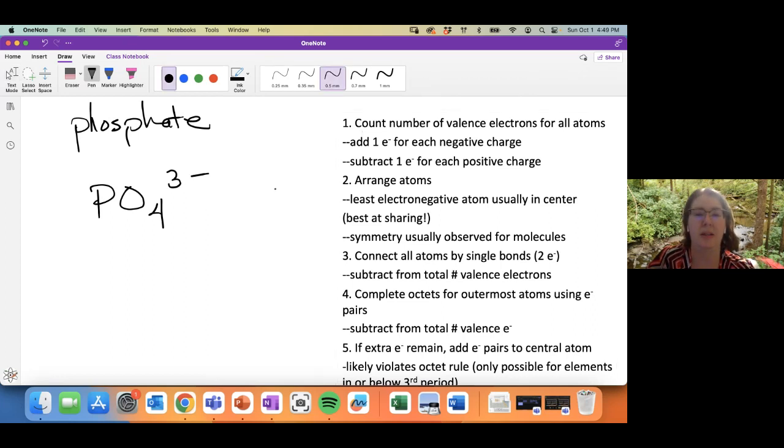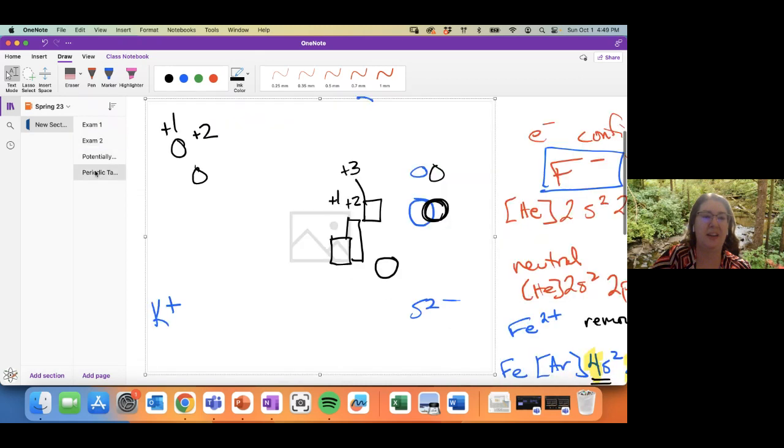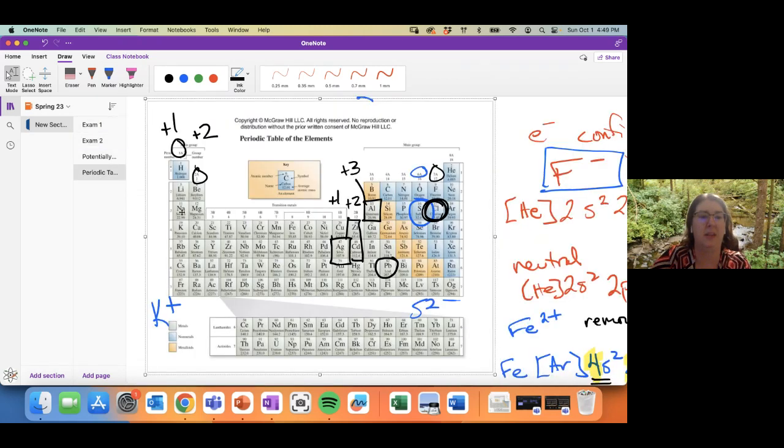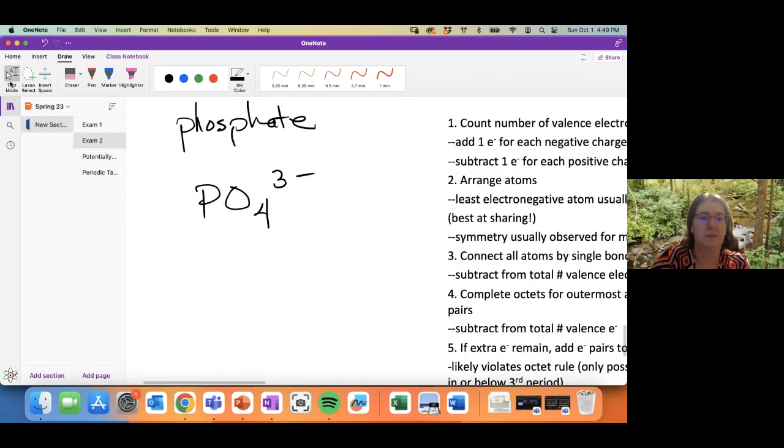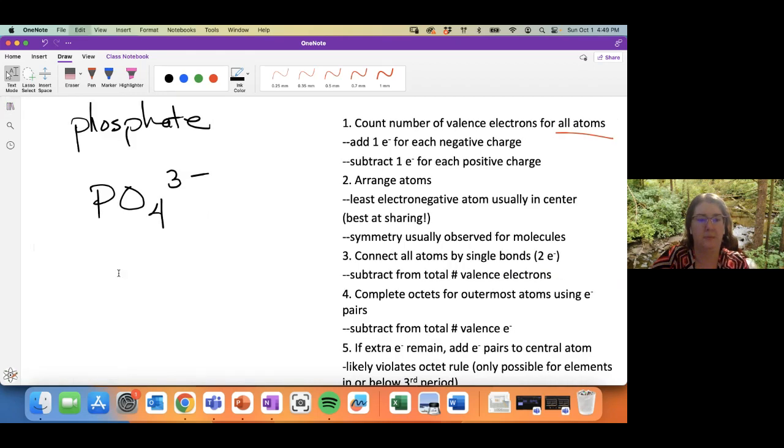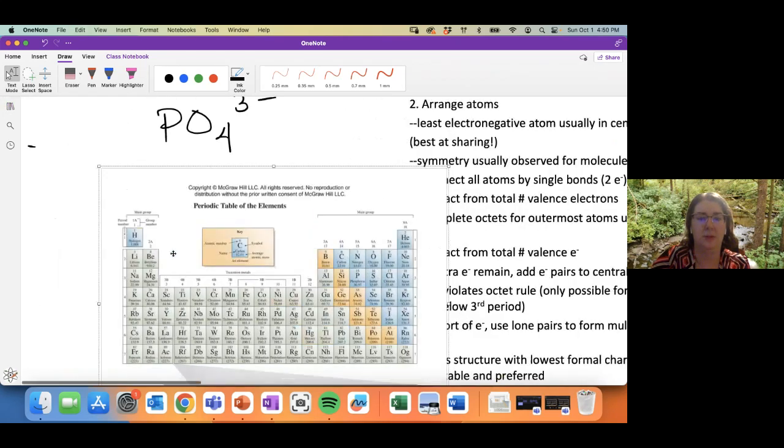This is going to let us work through a lot of these things. So the first thing we're going to do, step one, count the number of valence electrons for all the atoms. And there's steps for dealing with negative charges and positive charges. If I want valence electrons, I would like a periodic table. I just copied and pasted something different, so I do have to go back and grab my periodic table. But hey, there it is. So go over there.